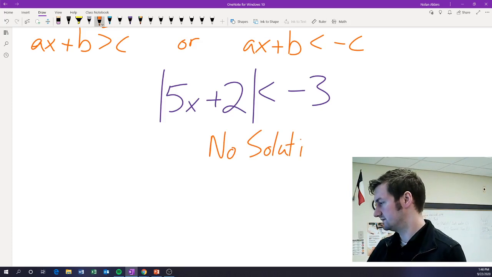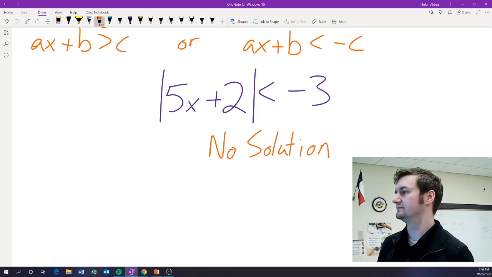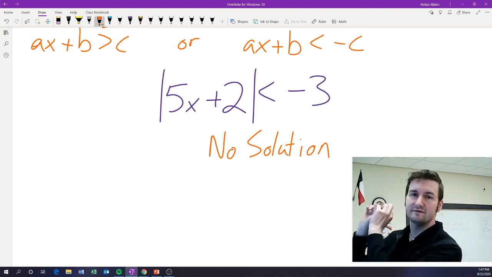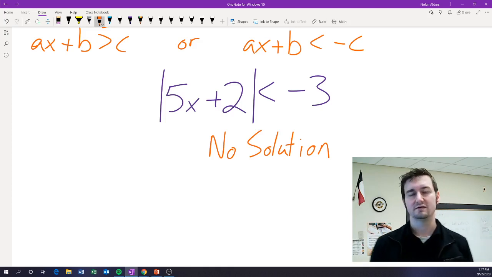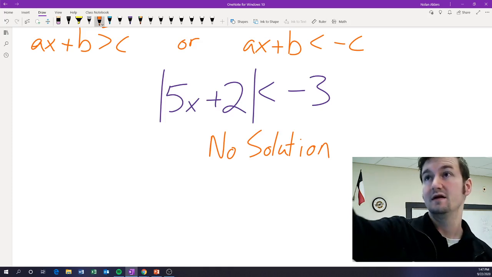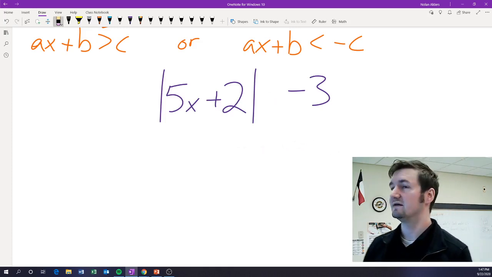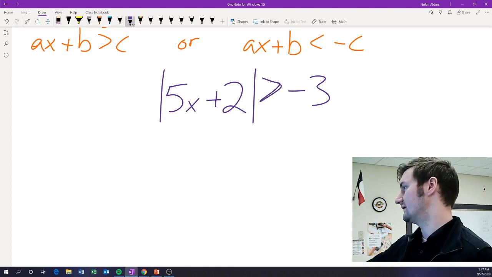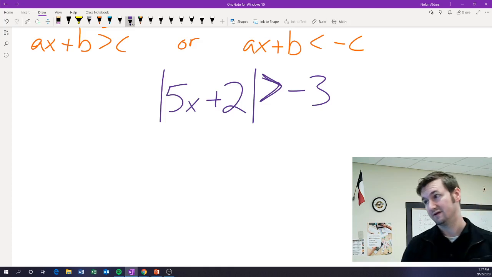No solution. All right. Anytime you have the absolute value on one side, a less than sign or a less than or equal to sign, and a negative number, no solution. But now here's where it changes up a little bit with inequalities. So let's say that instead of less than -3, our inequality said greater than or greater than or equal to -3.